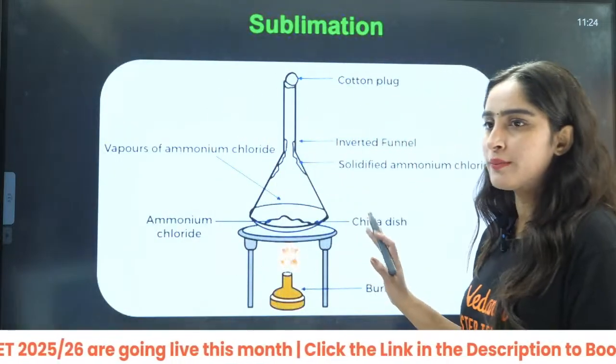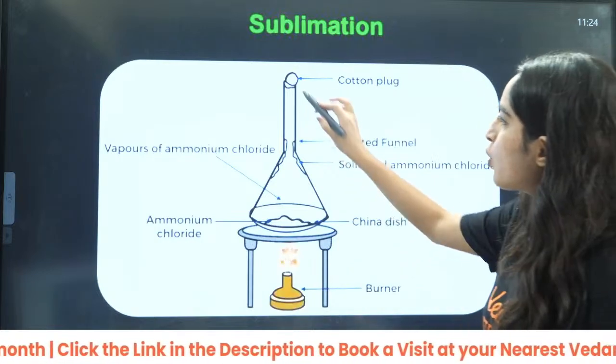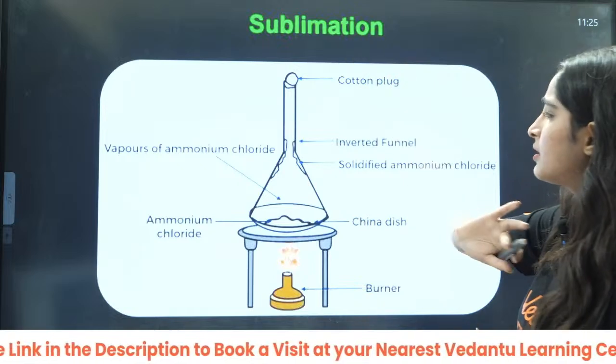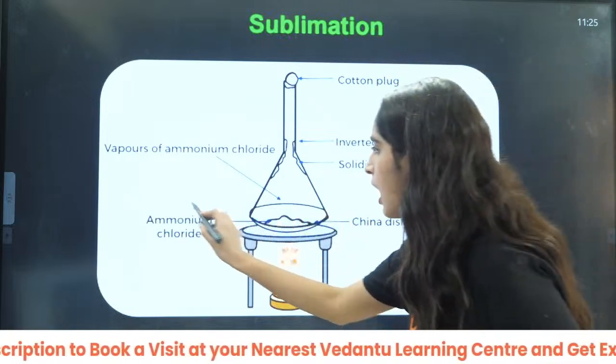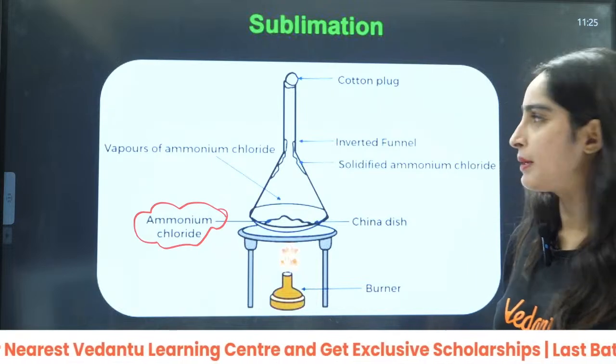Now, beta, are you able to see this? Are you able to see this? Now, basically, what is happening here? You have, where is it, ammonium chloride. Now, I told you that ammonium chloride is sublimable, right?